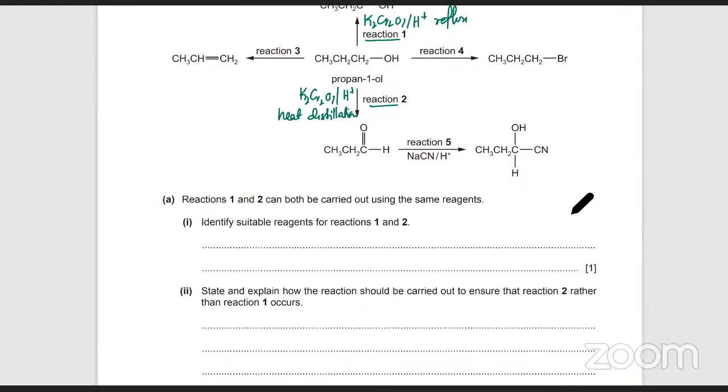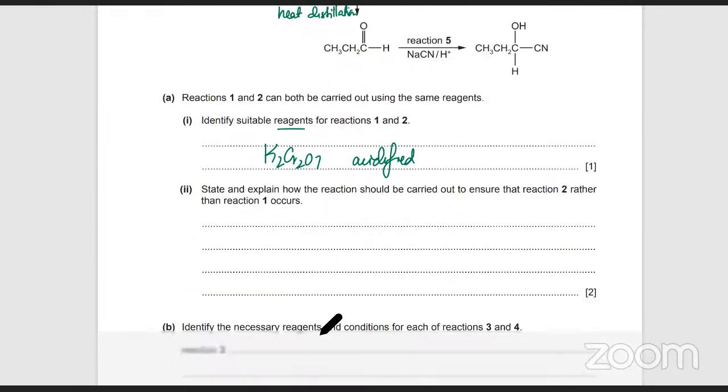Instead, if the question says explain how the reaction should be carried out to ensure that reaction 2 rather than 1 occurs, there they just ask for the reagent for both reactions 1 and 2. In both cases the reagent was K2Cr2O7, acidified. But here, where it says explain how the reaction should be carried out to ensure that reaction 2 rather than 1 occurs, you would mention that you would heat under distillation instead of reflux.